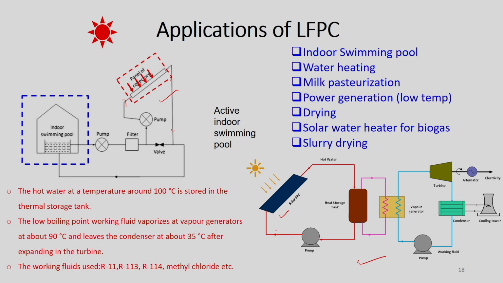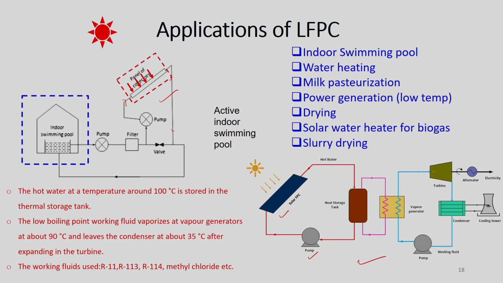This is also working in a closed loop. A pump will be there, so water will be circulated, it goes and heat exchange will be there. This is a heat storage tank. Again, we need to have some kind of heat exchanger, so that the amount of heat generated can be provided to another working fluid. That working fluid will move in a circuit, that is also a closed loop, and this working fluid is different and it will evaporate at low temperature.